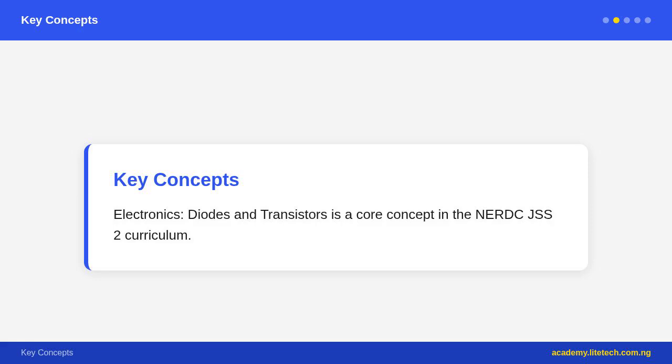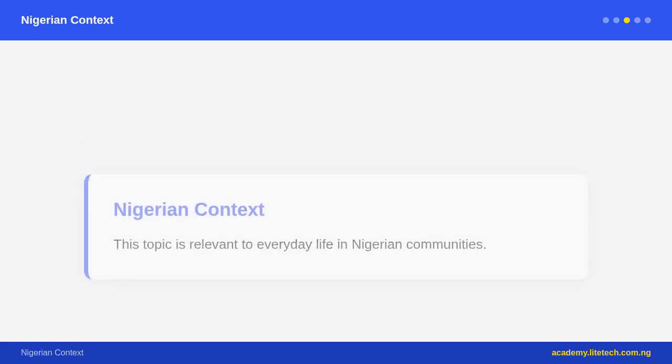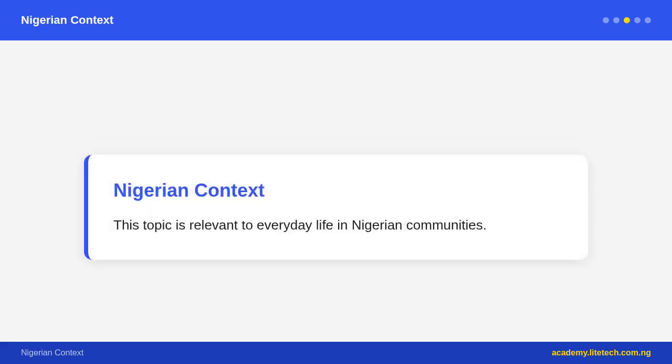The most important application of diodes is rectification, converting alternating current, or AC, to direct current, or DC. The mains electricity supply in Nigeria is AC, the current alternates direction 50 times per second. However, most electronic devices need DC, current flowing in one direction only. A diode or group of diodes called a rectifier is used in phone chargers, laptop adapters, and power supplies to convert AC to DC.